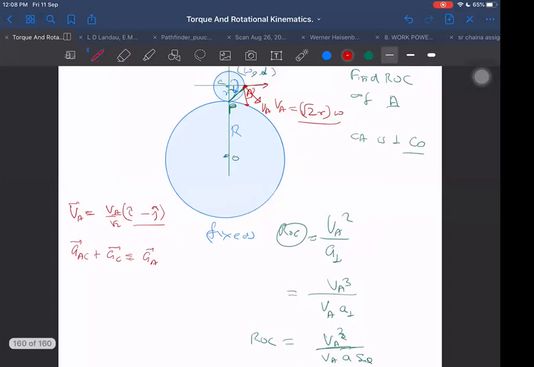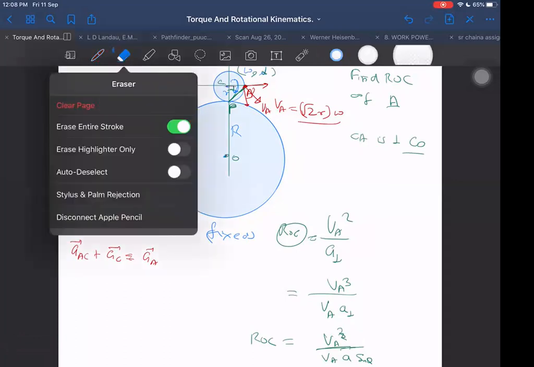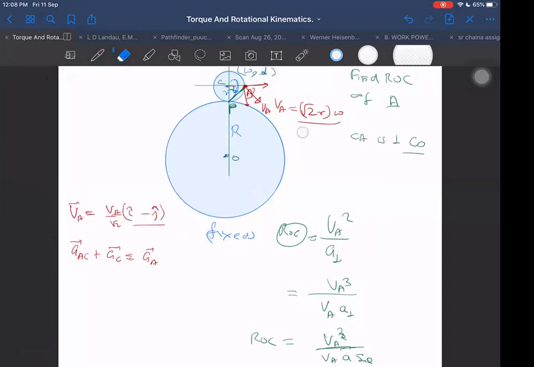Understand one thing here. The center point is moving. The center point is moving in a well-defined path, and that path is along the circumference of the circle. It is a circular path.